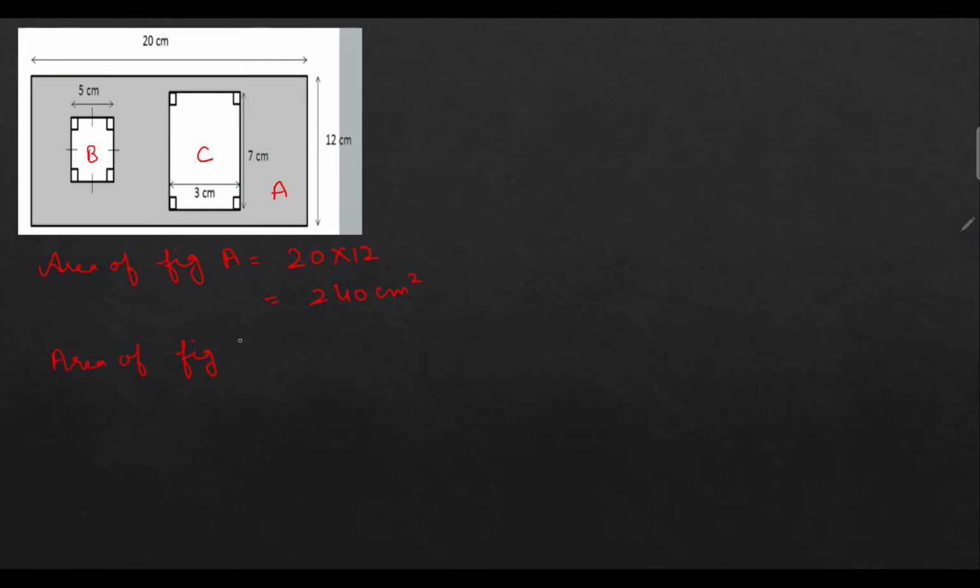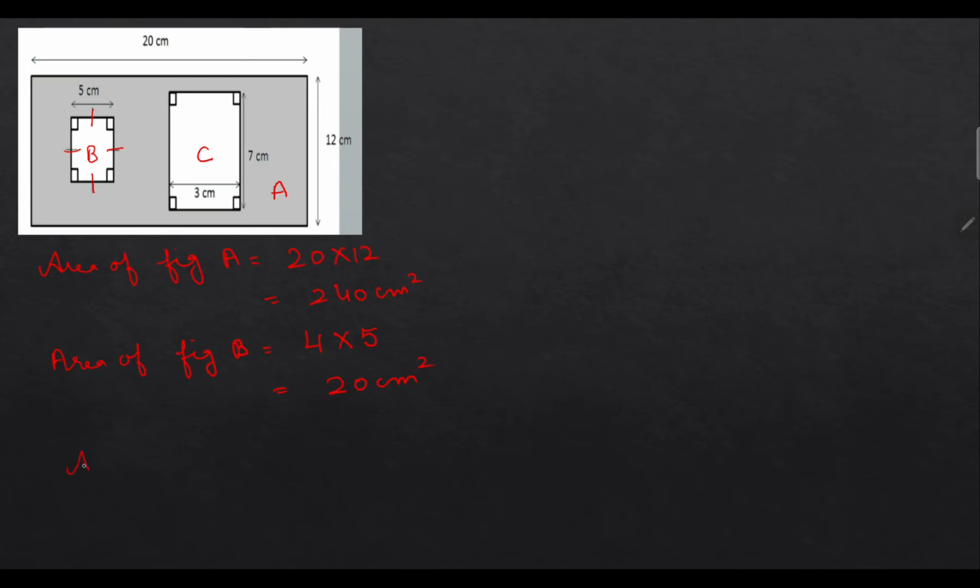You can see in figure B, they have put these marks on figure B. These marks say that all the lines are of equal dimension, right? All the lines are same, and this means all sides are 5 centimeter. So what you are going to do here is, it is a square, 4 into 5, 4 into side. This means 20 centimeter square, area of figure B.